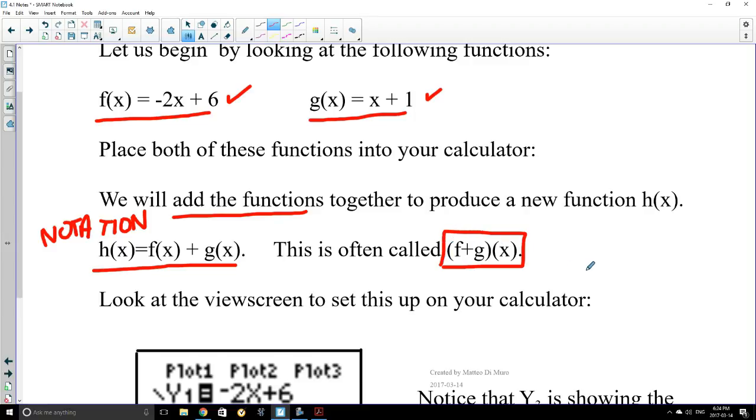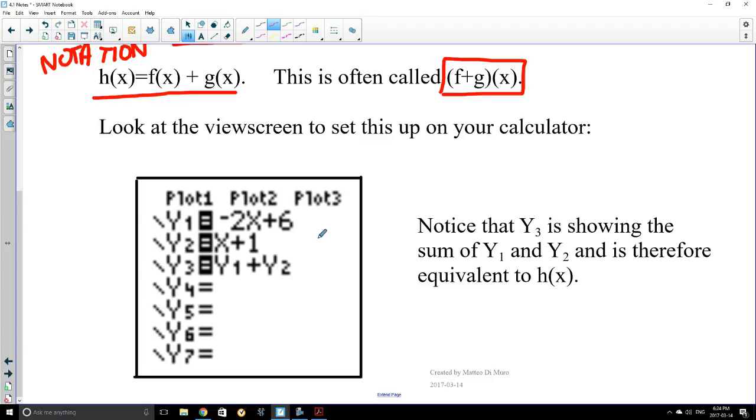In your notes, I have it all done on a graphing calculator. You don't really need to worry about it, but if you want to follow along, you definitely can do it on your graphing calculator. So there's a button that says plot. When you access that button, you should see something like this. You can clear anything that's in there, and you can type those functions in. And then you can type in y1 plus y2 to add them together.